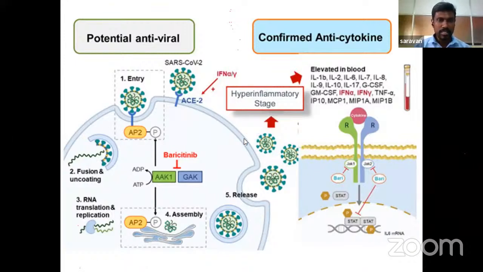The second mechanism is this. Once the virus is released, the third stage of COVID-19 infection is the hyperinflammatory stage. It is also called the cytokine release syndrome or cytokine storm. That means in the third stage of COVID-19 infection, in the hyperinflammatory stage, a large amount of pro-inflammatory cytokines is released. The pro-inflammatory cytokines include interleukins 1 to 17, interferon alpha, interferon gamma, and tumor necrosis factors.